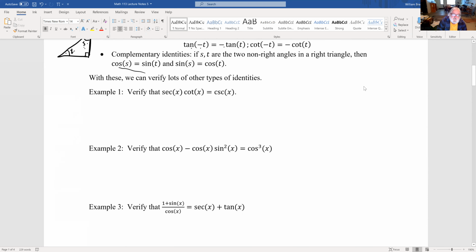So example 1, verify that secant of x times cotangent of x equals cosecant x. I'm putting a question mark here because we don't know if this is true. If we knew the equality is true, that'd be great, but we don't. So how do you verify something? Take one side and turn it into the other.